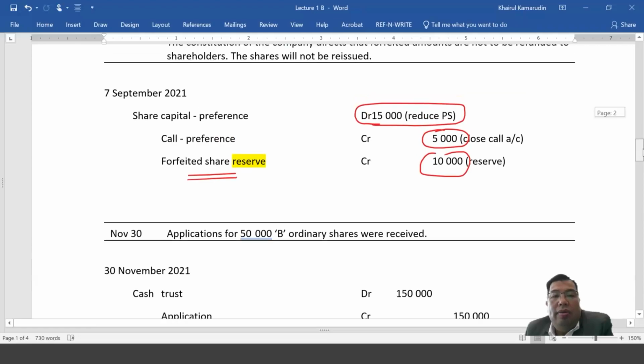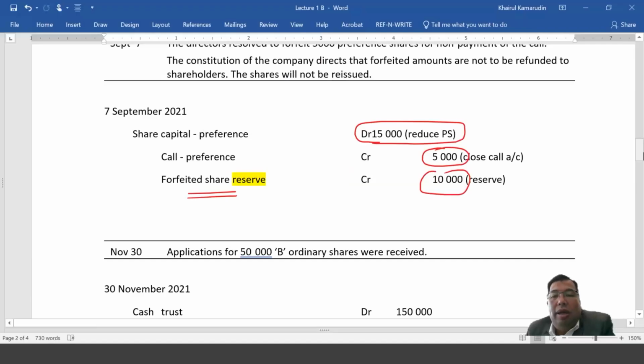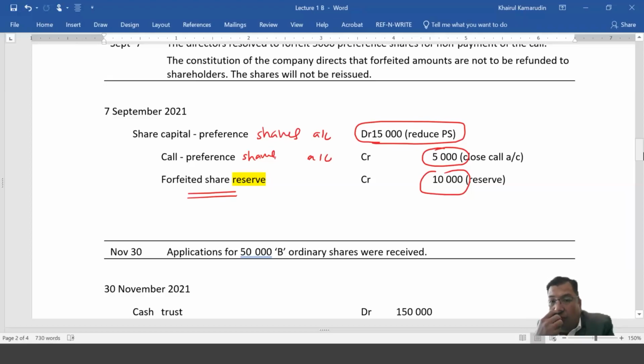So that is why we debit the share capital, the preference shares, in order to reduce it by 15,000. Okay, because we originally had 10 plus 5, and then we're going to close our preference shares account, and also we're going to create forfeited preference share reserve account 10,000. So that is the process when we deal with ordinary shareholders. Are you okay with this?